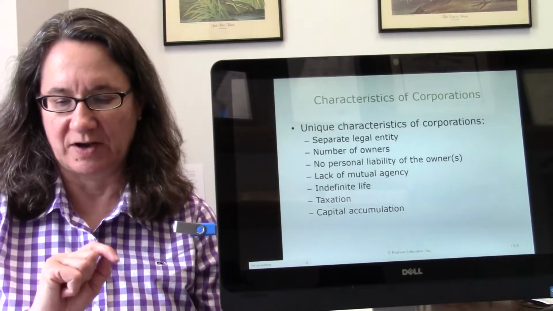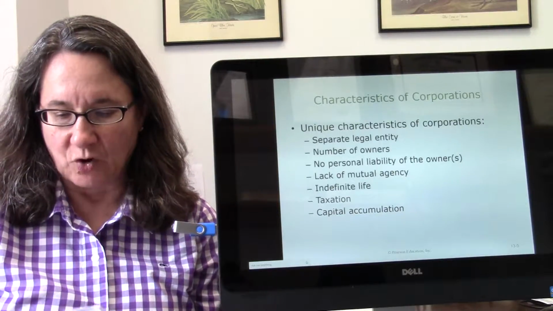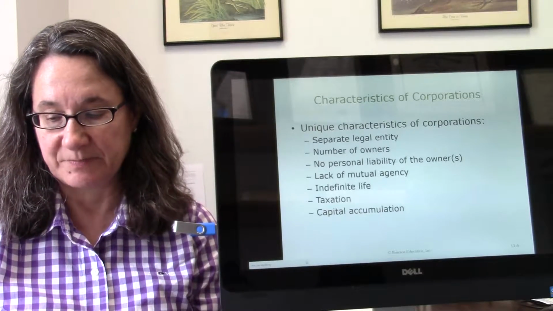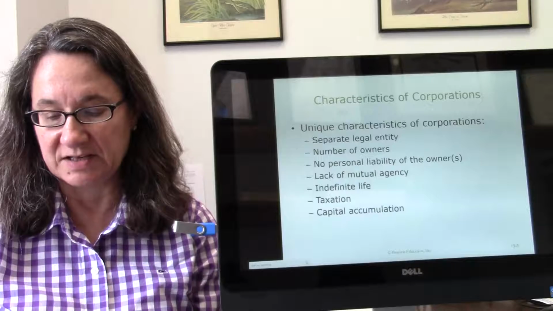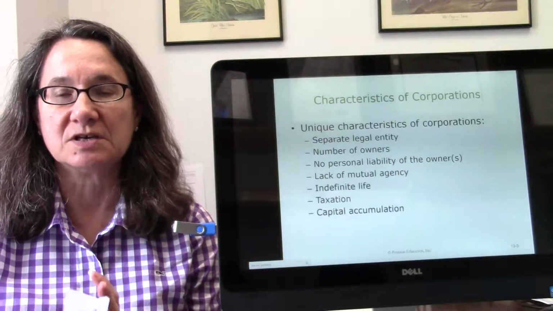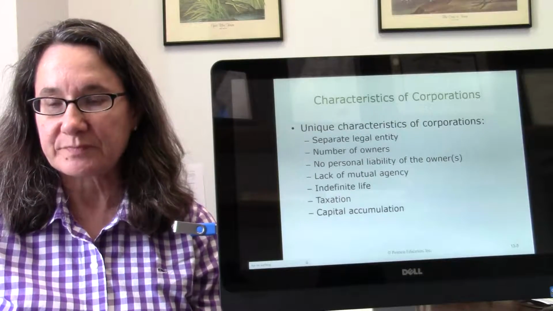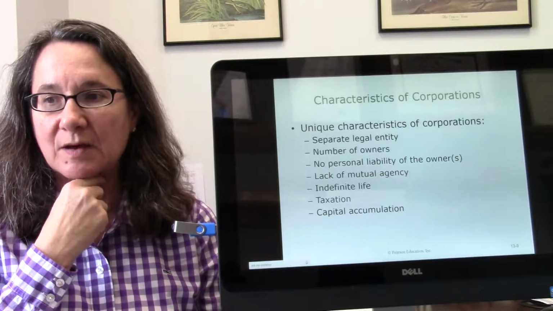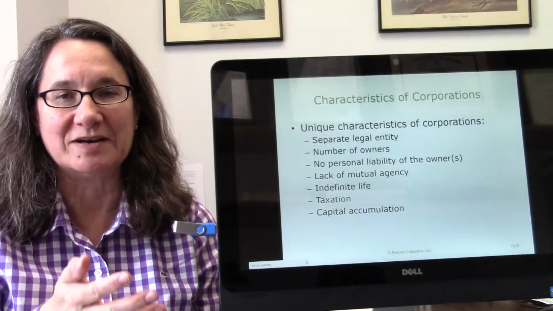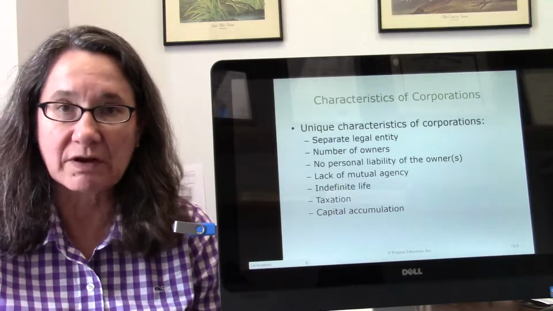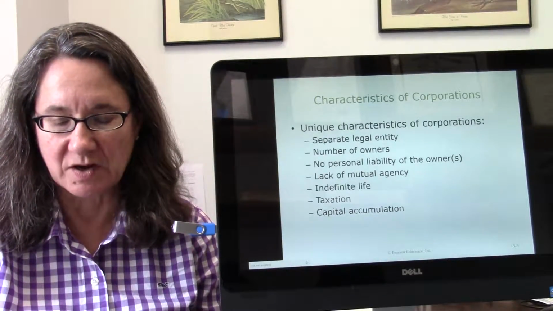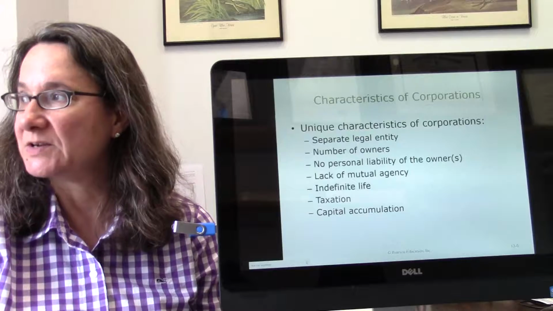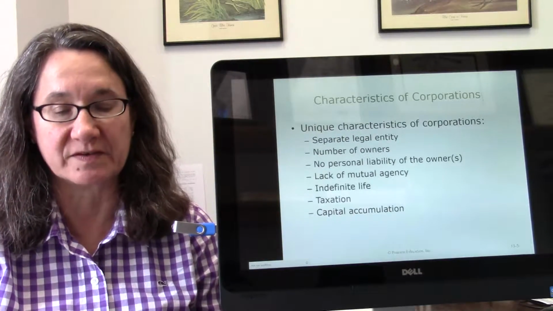So what are some unique characteristics of corporations? A corporation has many unique characteristics. It's a separate legal entity. A corporation is organized independently of its owners. So a corporation is its own separate being. You don't have to be a human being to be in business. You can be a corporation, and humans own the stock, or other corporations own the stock. Number of owners: corporations have one or more owners called stockholders. So corporations issue stock. That's how they're owned, through the stock.